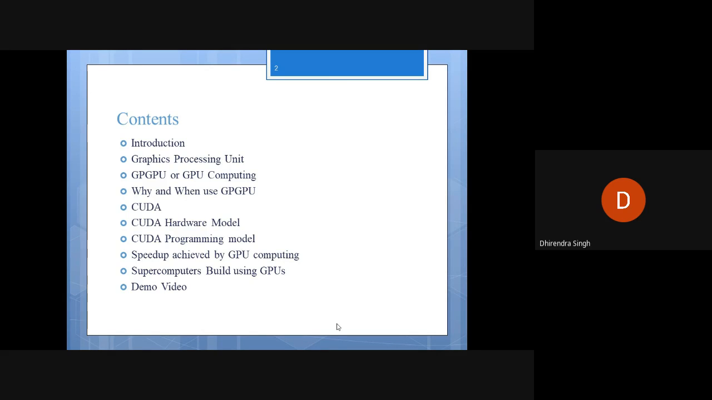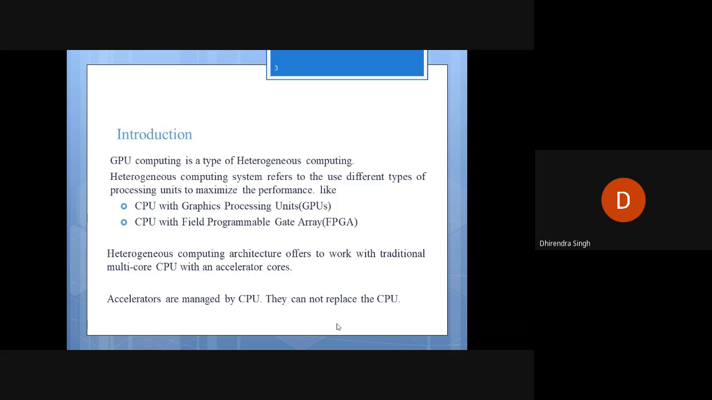Then some examples where we have achieved speedup using the GPU computing concept. Then some of the latest supercomputers which are built with the help of GPUs, and a demo video which supports why we should go for GPU computing concepts. Okay, so let's start.